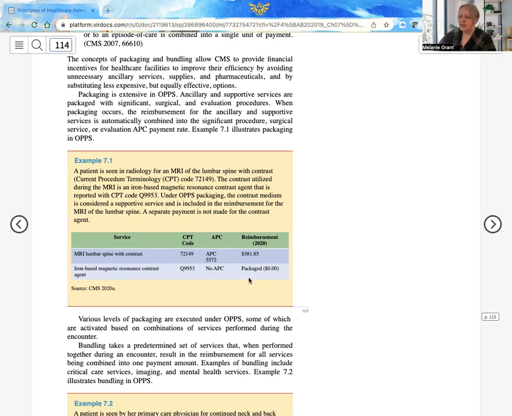The Q code is listed for reporting services. This is done really for data collection and so that we can reference what kind of contrast is most likely used, if there's complications later. There's so much research that's being done constantly on medication and medical services to see their effectiveness. So this is very important that it's listed, but not paid because it's packaged in the original service.